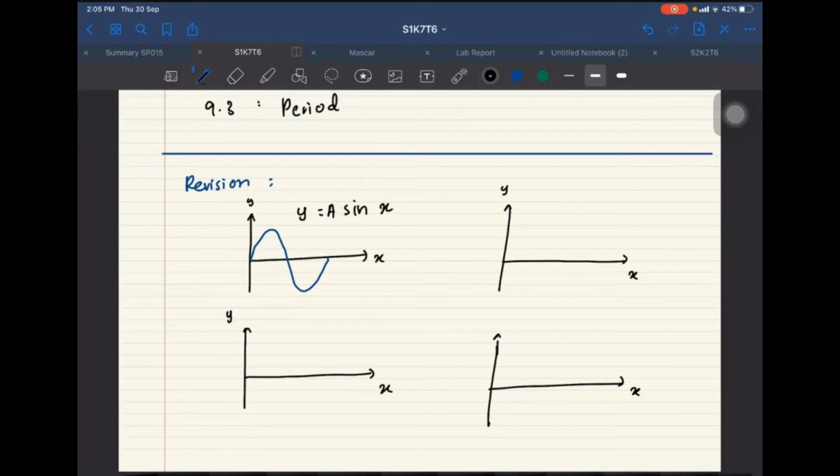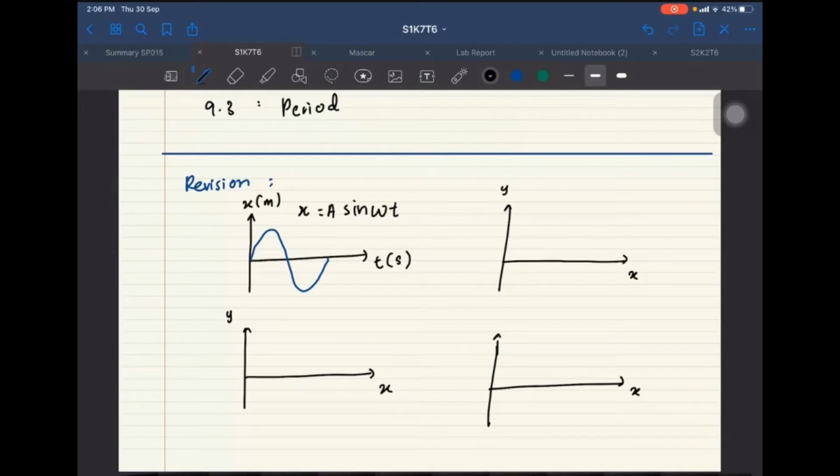So the first graph is A sine x, and instead of using y and x, maybe I can change to something more related to our current chapter, which is x and t, where x is normally in meters and t is normally in seconds. So we're going to write this as x. The y-axis just now becomes x, and in here, instead of x, we have t. And that constant we wrote just now, I'm going to put as omega.